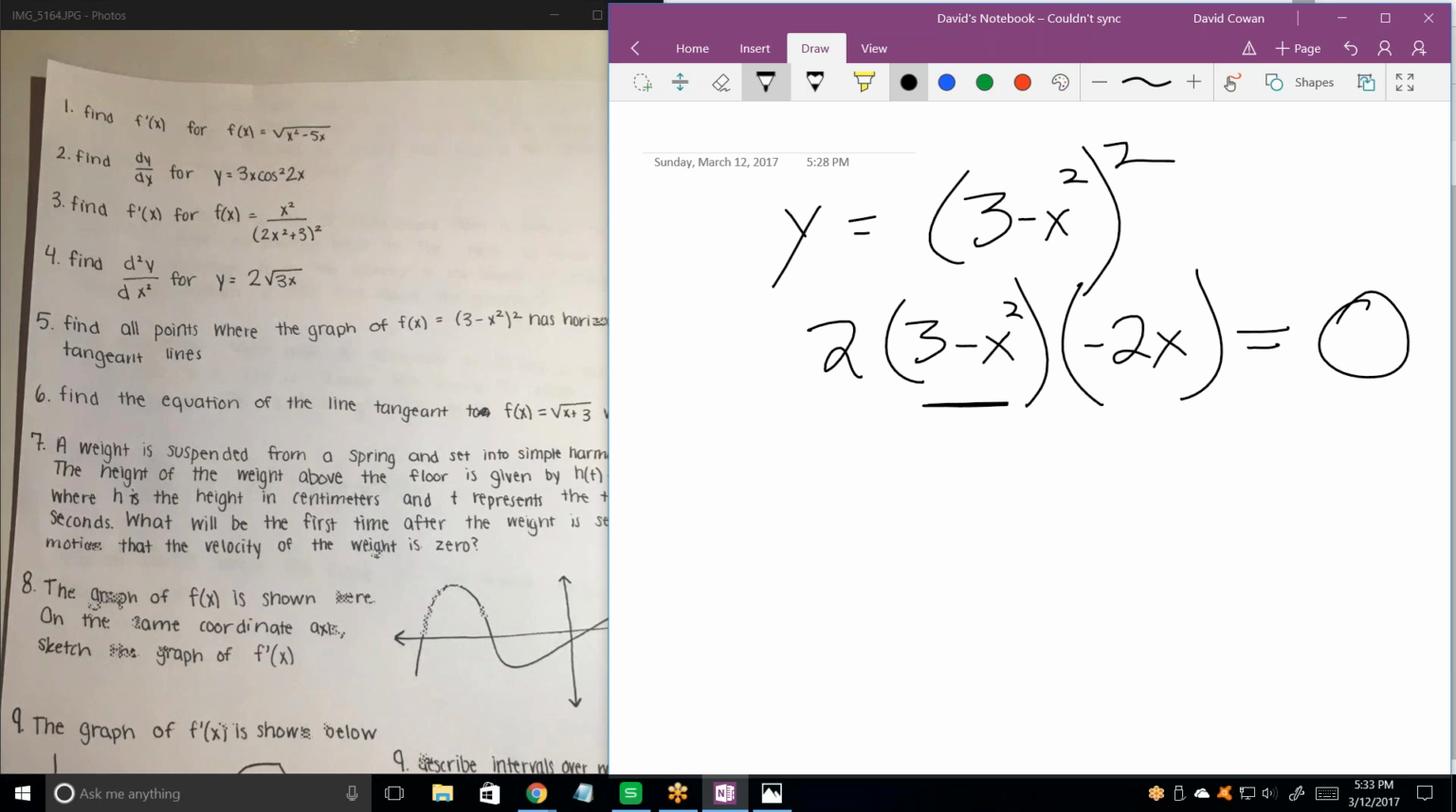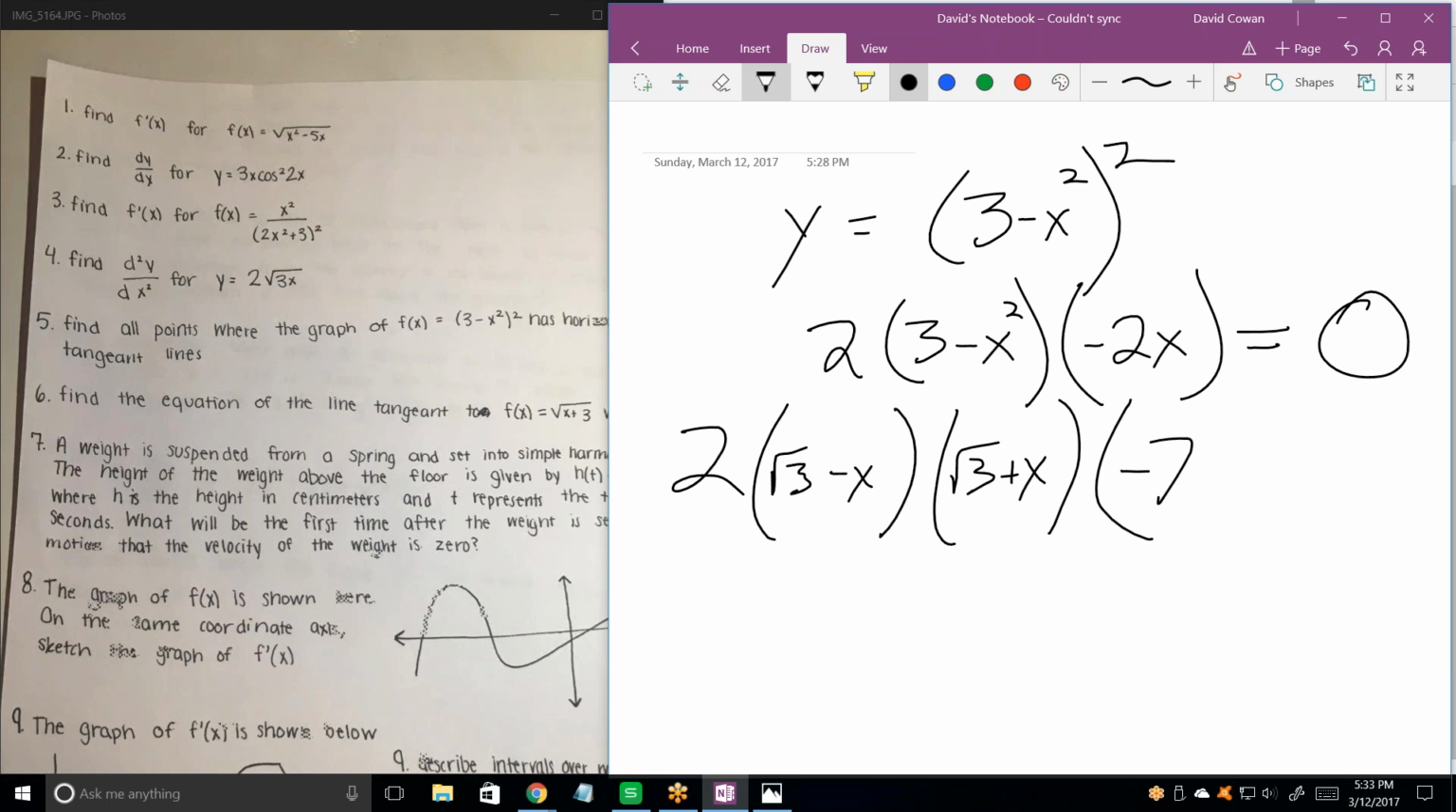Can I factor that right there? No. Actually, you can. They don't teach you this. In fact, they go out of their way not to teach it to you, because they always teach you the difference of perfect squares, right? Well, guess what? They don't have to be perfect. If I apply the difference of perfect squares to that, I get square root of 3 minus x times square root of 3 plus x. I still have my minus 2x.